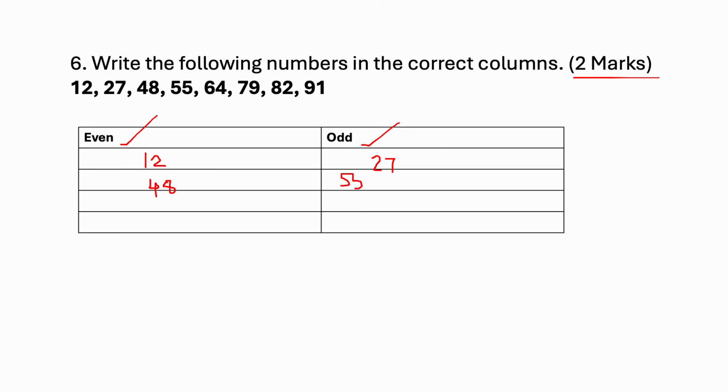55 is an odd number. The next one 64, even number. Then 79, odd number. Then 82, even number. Then 91, odd number. A number that ends in 1, 3, 5, 7 or 9 is an odd number. A number that ends in 0, 2, 4, 6, 8 is an even number.